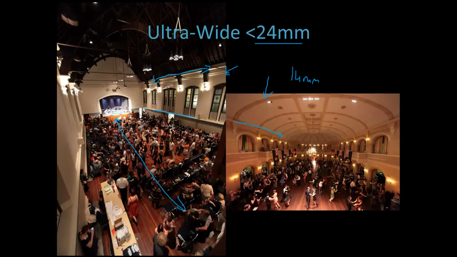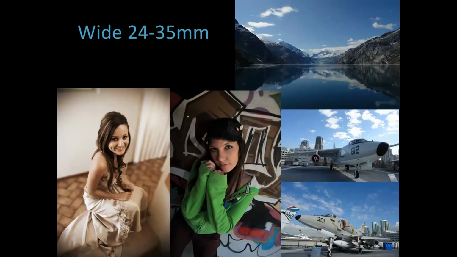So you'll notice that people on the edges of the photo look wider than they would be in real life. So it's not a flattering thing to take photos of people. You have to be quite aware of the fact that it's distorting the image. Wide angle is anything from 24 to 35mm is generally regarded as wide angle.